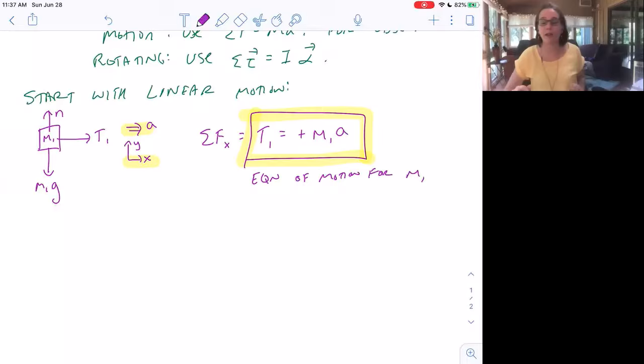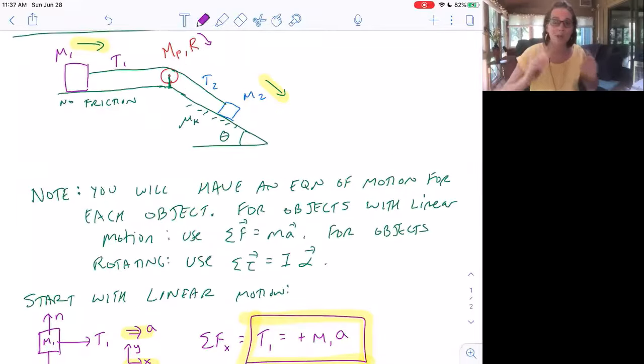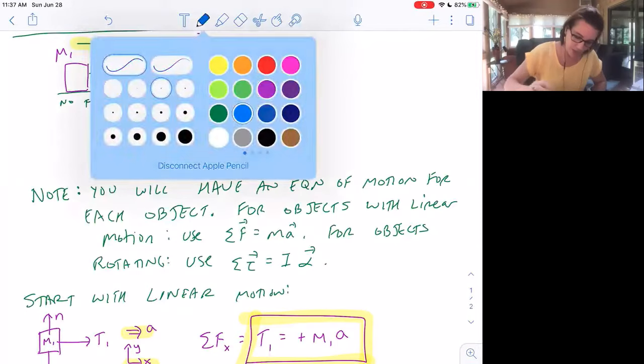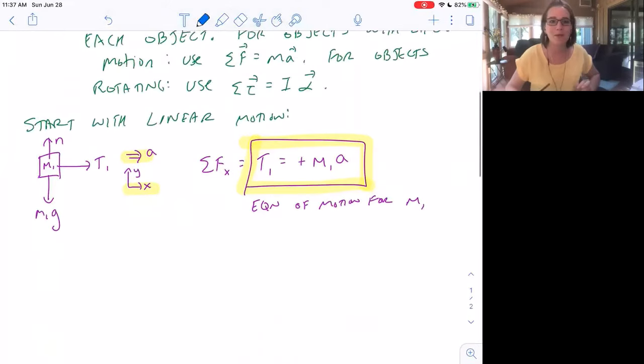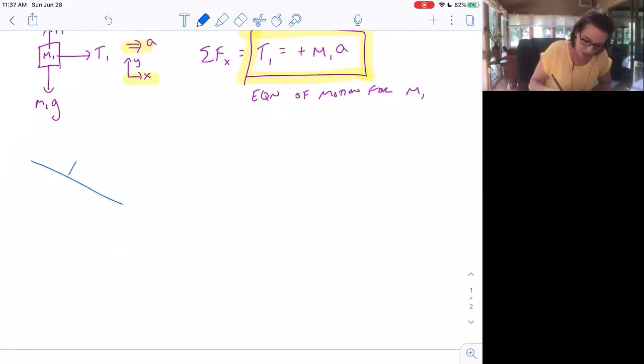Great. So then I look to see if I have any other objects rotating. Sometimes you just have one, sometimes you have multiple ones. I do. I have blue M2. So let's go ahead and draw M2. And I made M2 a little bit more complex just to bring back Newton's second law, some of the things that we haven't been working on since we've been in rotational world. So this is going to be M2.